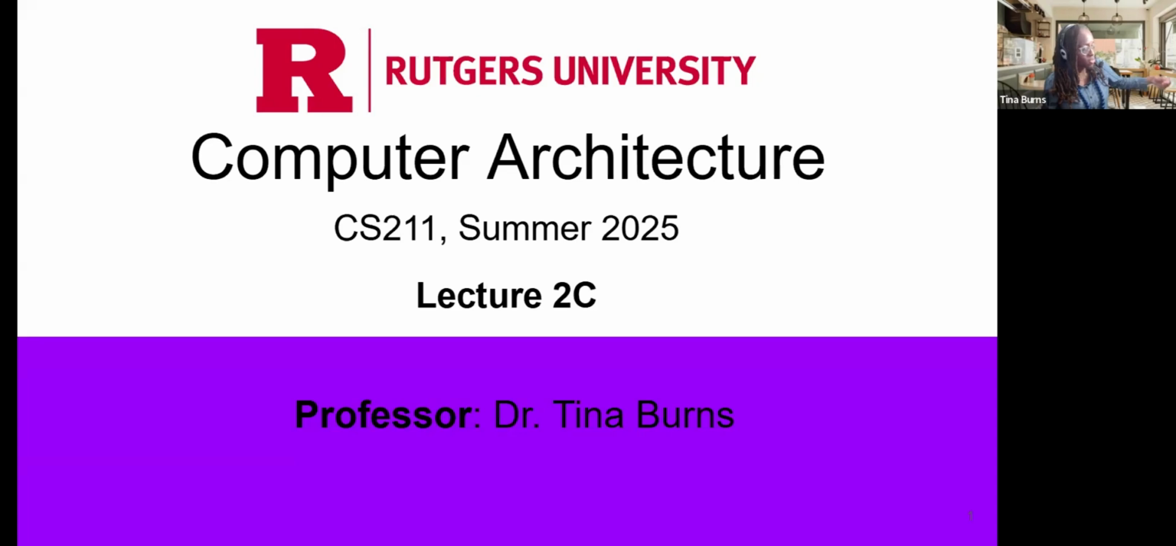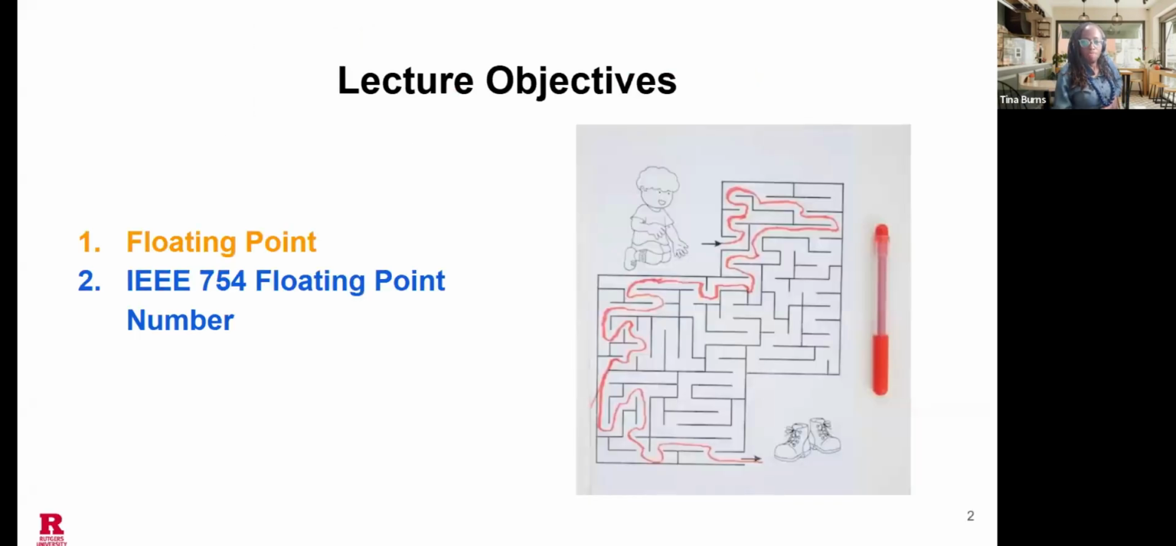Welcome back to CS211 for the summer session of Computer Architecture 2025. So today's lecture is 2C. That is the third lecture in the second week of our class. And what we're going to be discussing today is floating point and what that kind of means in terms of programming. And also we're going to go over the IEEE floating point number and their representations, right? Why do we use them? What is their benefit? And how can a computer represent a floating point value?